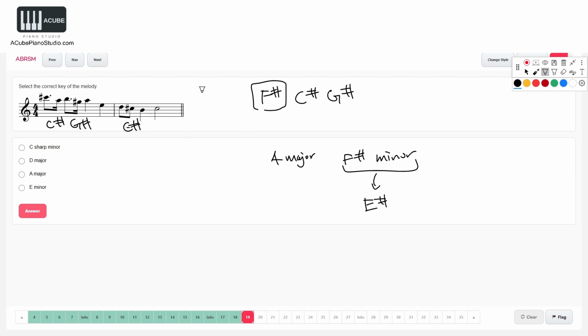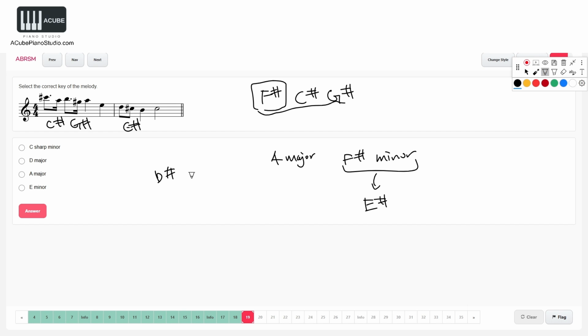Okay, so I can narrow it down to A major or F sharp minor. There's no F sharp minor as an option, so it should be A major. It can't be D major because there's G sharp. Then it can't be C sharp minor because C sharp minor should have F sharp, C sharp, G sharp, D sharp.